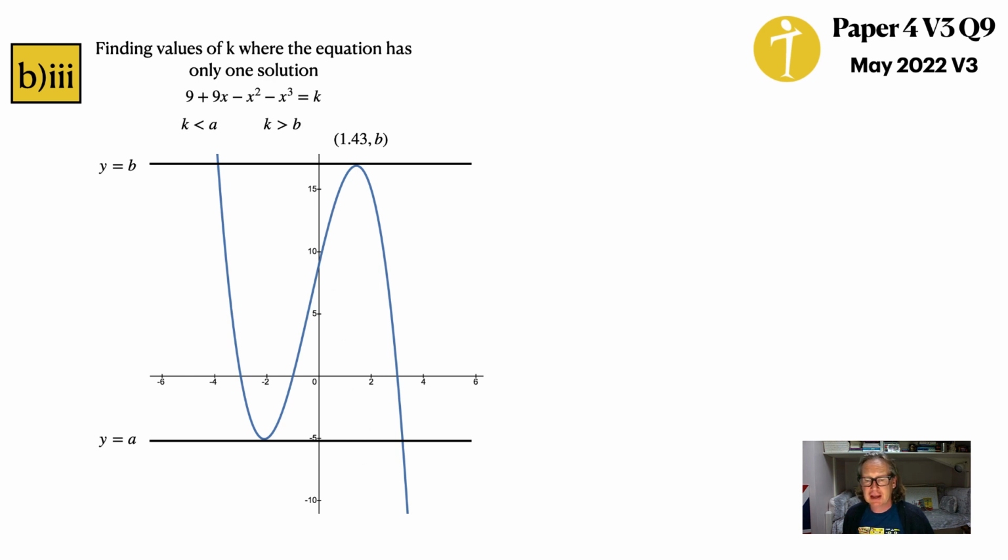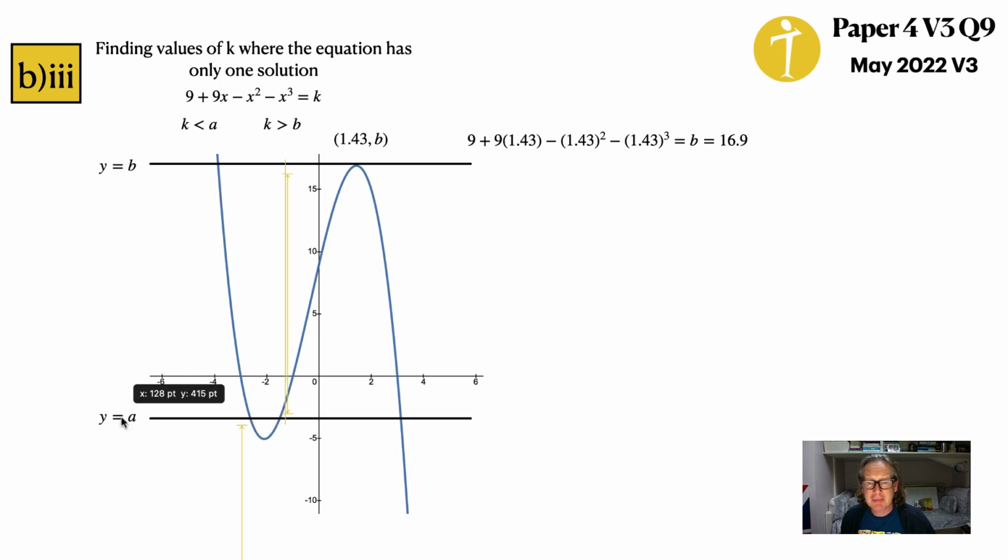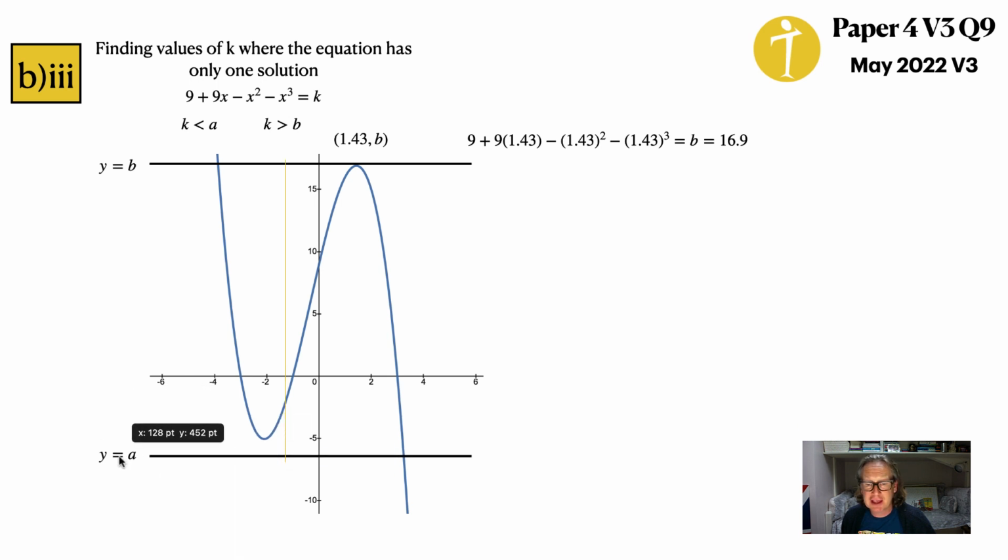So to do that, I simply have to substitute the 1.43 into my equation there and get the y value out. So when b is 16.9, that's the limit. Right? Bigger than that, I'll only have one solution. And the same thing happens for the bottom as well. Up there I have 3 solutions. If I go down there I only have one solution.